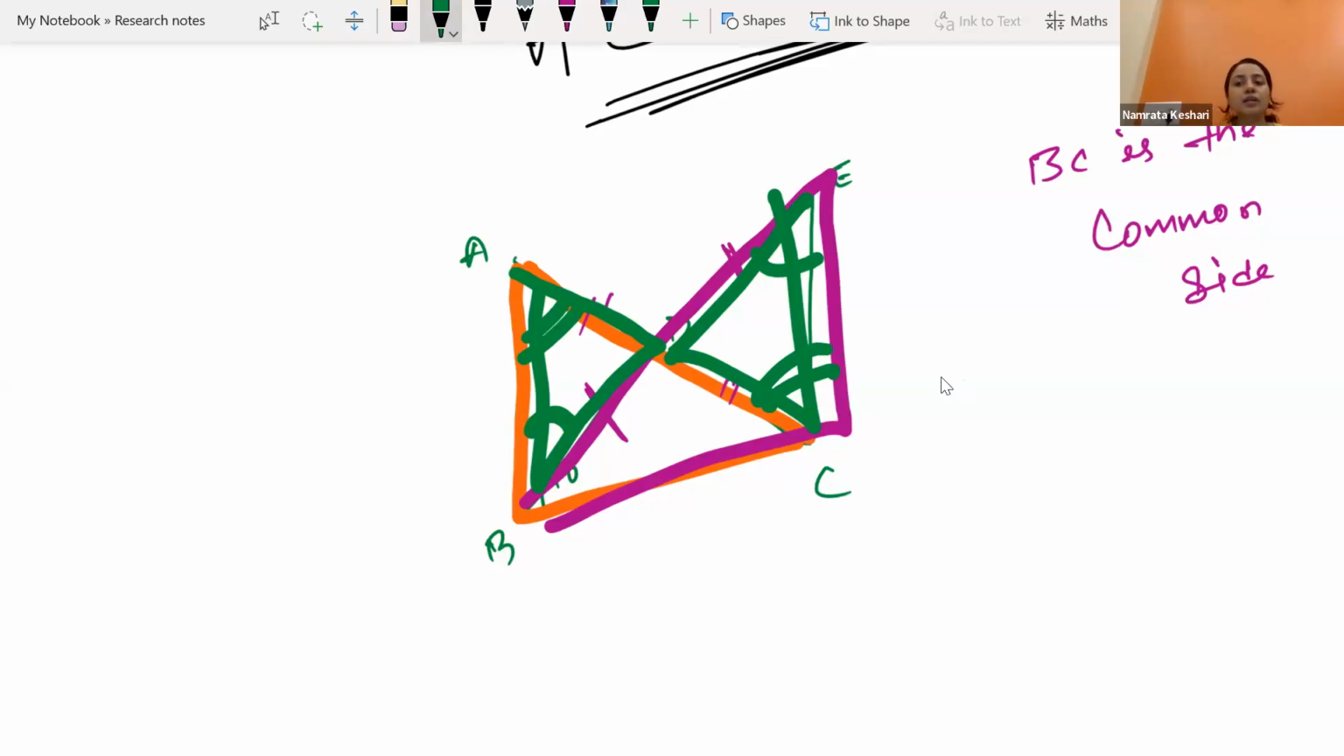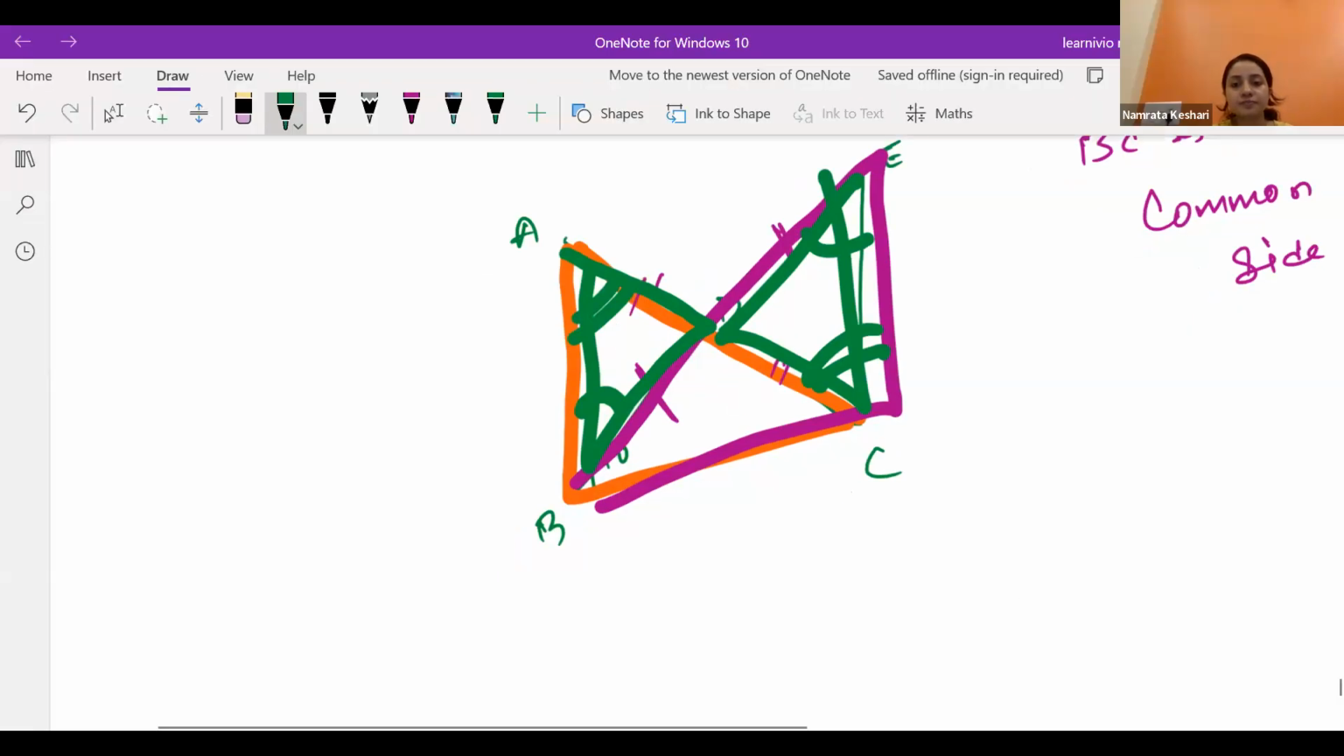Are you able to connect the concepts, students? Yes or no? Yes. Yes, ma'am. Okay, so this is how we'll be doing it. Let's do a few more questions, not like this. Questions which can come in your exam. Let me give it to you.